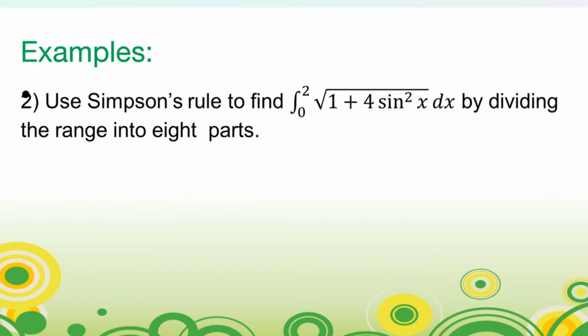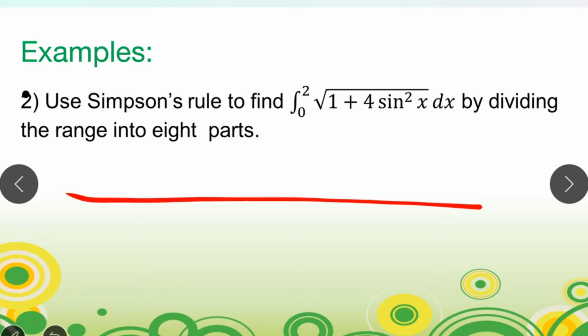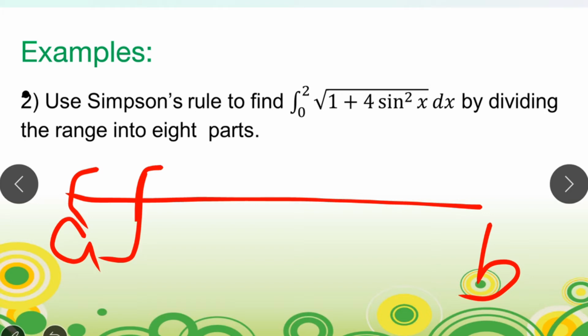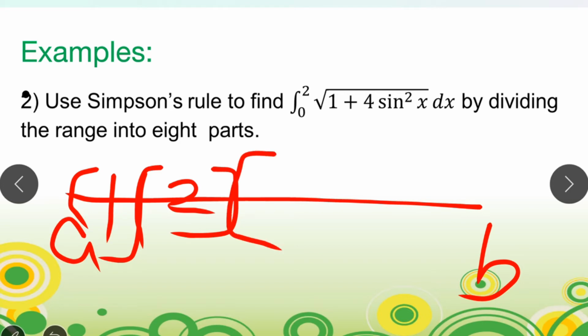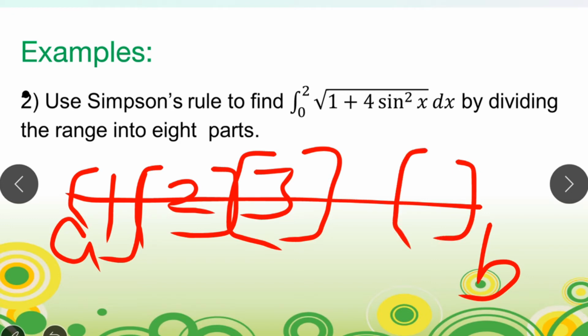See what is the meaning of dividing the interval into 8 parts. Suppose we are given the interval a to b and we want to divide this interval into 8 parts. So here the first part is this one, the second part, here it is. Now for the third part, in this way we want to divide the complete interval into 8 parts.